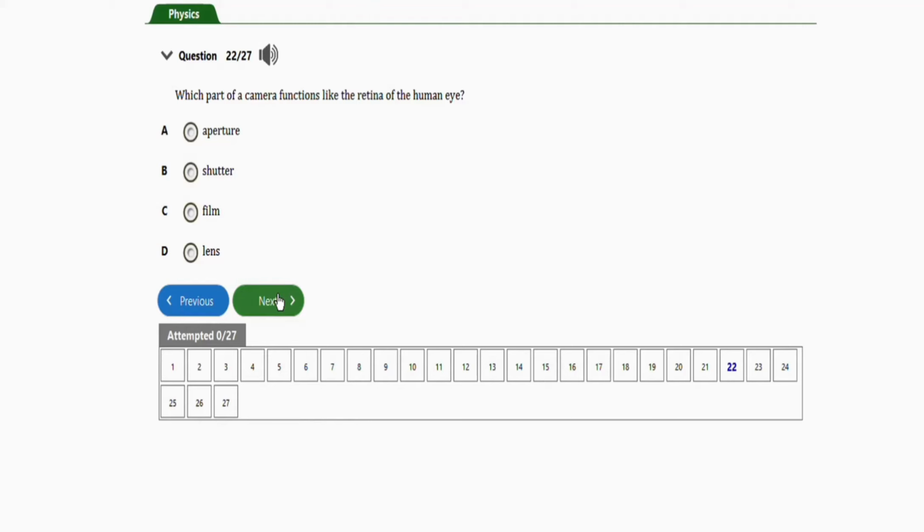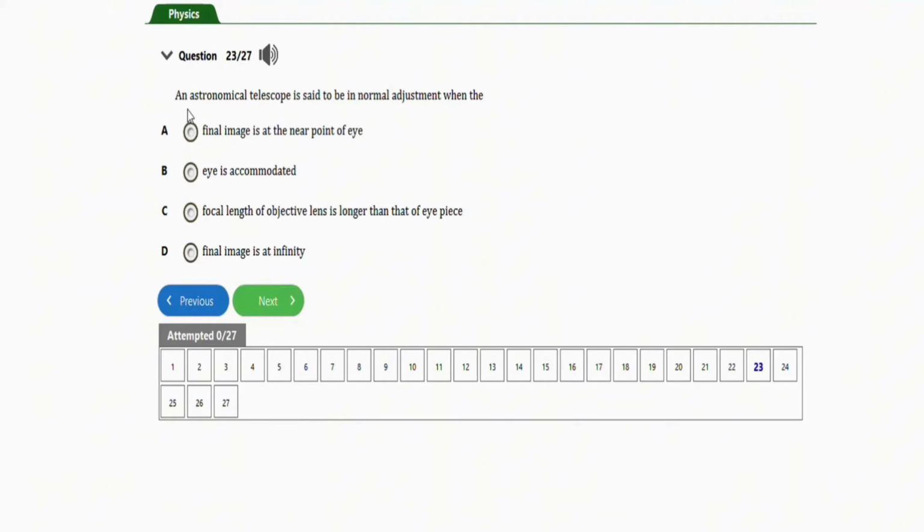Okay, the next question is this one. It says, an astronomical telescope is said to be in normal adjustment when we have final image is at near point, eye is accommodated, focal length of objective lens is longer than that of eyepiece, final image is at infinity. So the correct option to this question is option D, which is when the final image is at infinity.